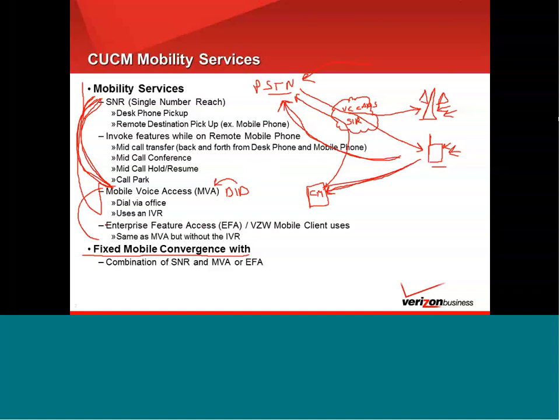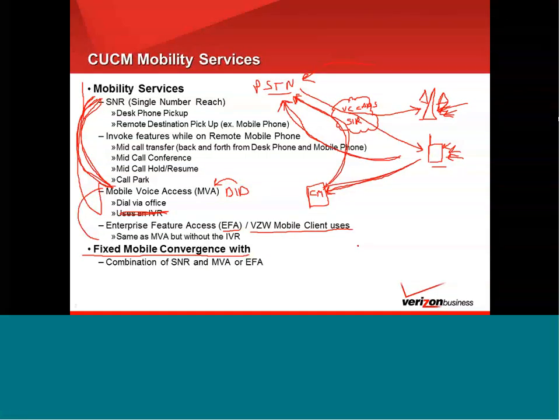Okay, now the enterprise feature access, the EFA, is the same exact thing as mobile voice access, except without the IVR. So no IVR. You can call into Call Manager and nothing's presented, and you can dial 1234 pound and then one pound and then your number, let's say access 9, 123, 123, 1234. And then that call would go out, again, being presented with the caller ID of your IP desk phone, not your mobile number. All right? This is exactly what the Verizon Wireless Mobile UC client uses. It doesn't need an IVR, so in the background, what it's doing is two-stage dialing. The user doesn't know it, but that's exactly what the over-the-top client is doing.